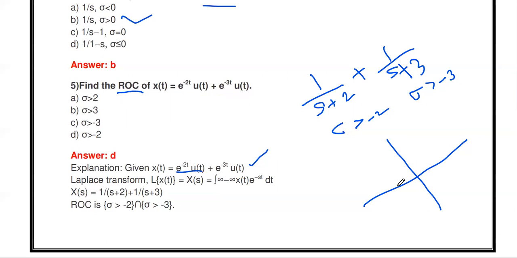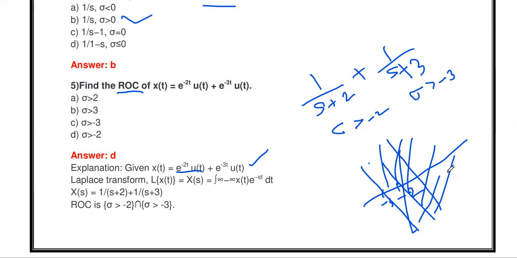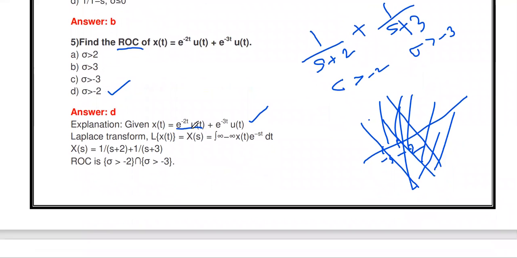Consider minus 2 first. The first ROC is the portion above minus 2; this is ROC 1. The second ROC 2 is sigma greater than minus 3. Where is minus 3? It lies to the left of minus 2. The portion above minus 3 is ROC 2. These two ROCs overlap only in the region sigma greater than minus 2. So the combined ROC is sigma greater than minus 2. That is the answer: sigma greater than minus 2 is the ROC for this combined signal.